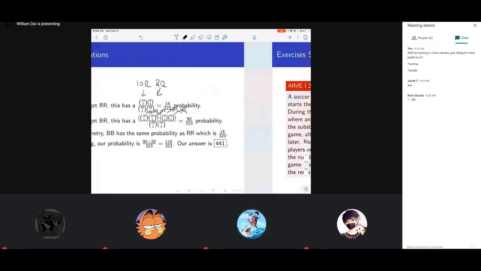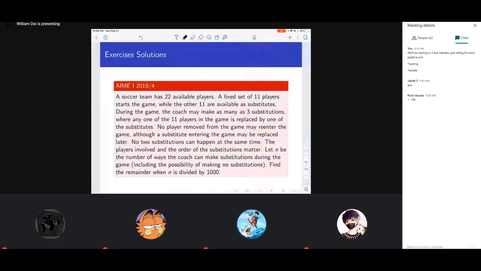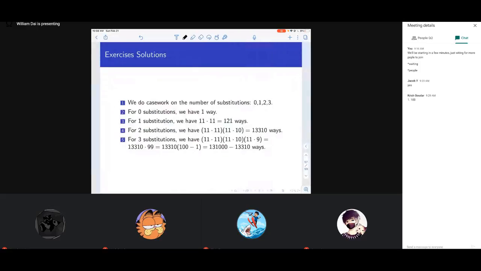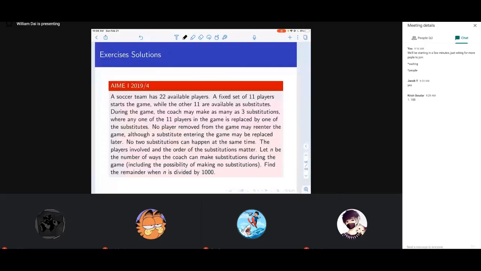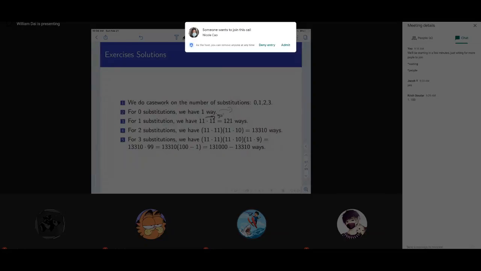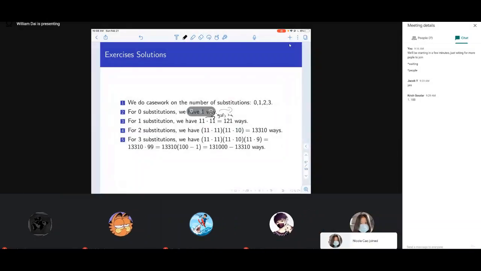And okay, our second example here. So we do casework on the number of substitutions here. For 0 substitutions there is one way. For one substitution, we have 11 ways to choose which player goes out, and we have 11 ways to choose which player goes in as a substitute.